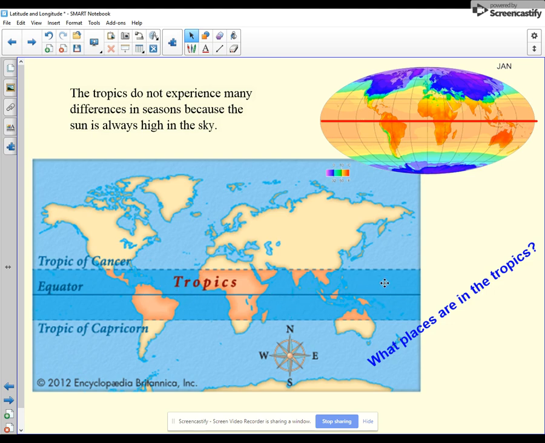These places are going to be really hot, and they don't really experience many seasons. It's either going to be the rainy season or it's going to be the dry season. Either way, if it's rainy or dry, it is hot.